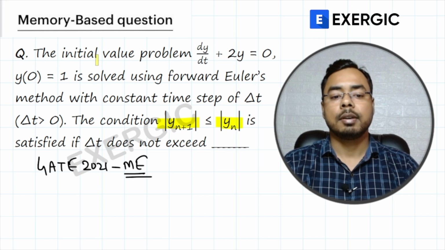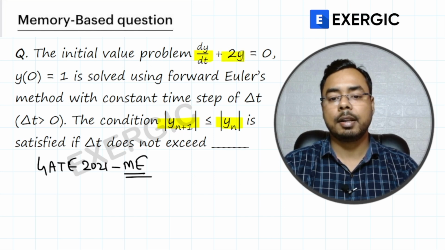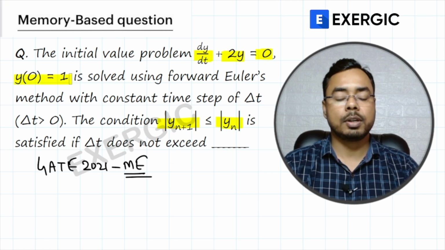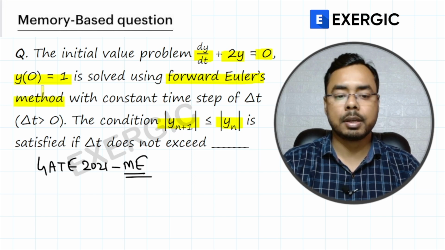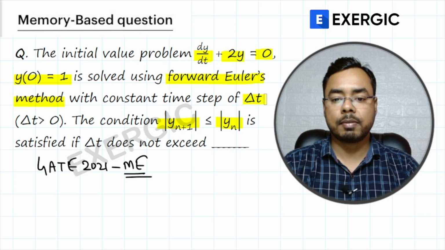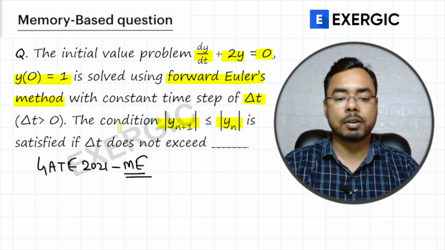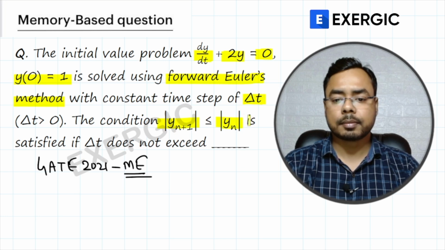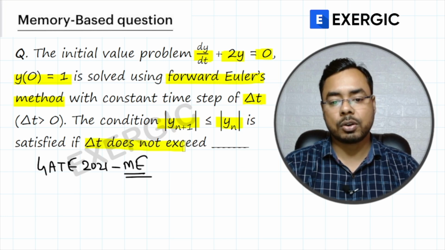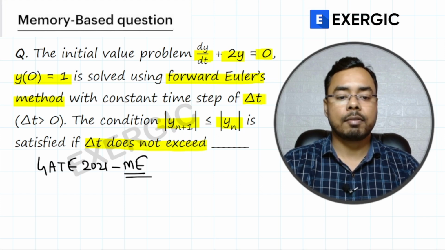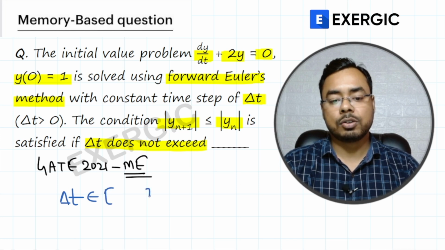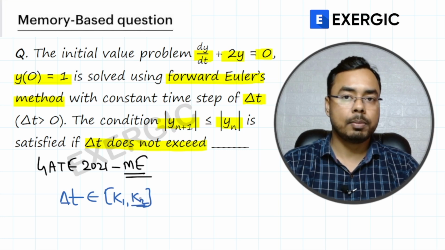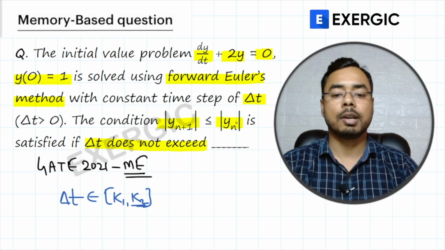So the question is, we have to solve this initial value problem, dy by dt plus 2y equals 0, y of 0 is 1, and this is to be solved using the forward Euler's method. Forward Euler's method is the same as Euler's method with a constant time step of delta t. Delta t is positive, that is obvious. So the condition is satisfied if delta t does not exceed something. In this problem we have to find the range of delta t for which the solution remains stable, and if the range of delta t is from say k1 to k2, then the maximum value of delta t will be k2. So this k2 is something that we have to calculate, right?